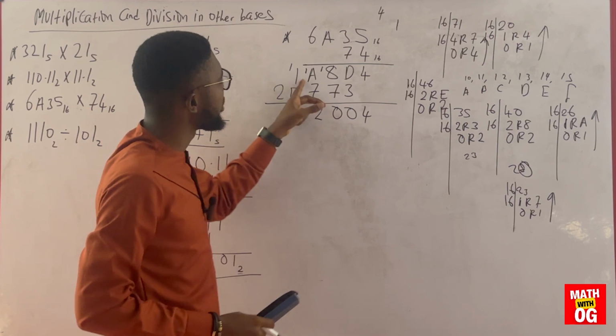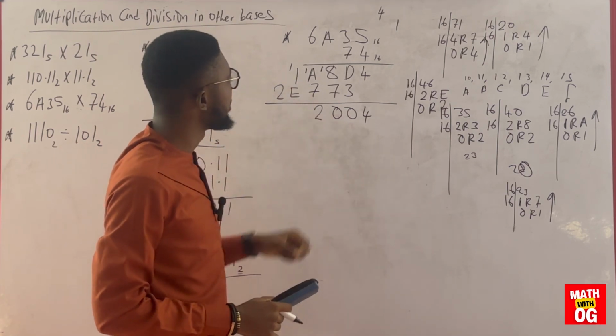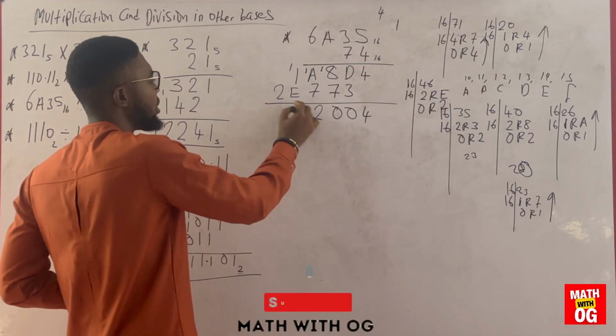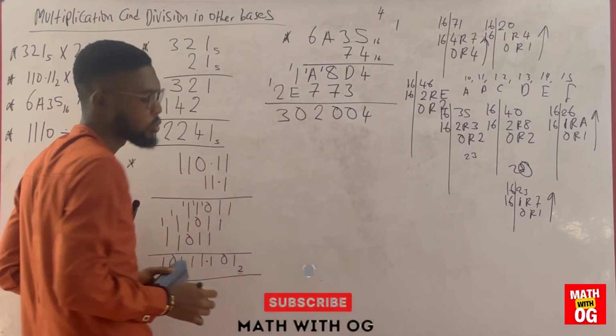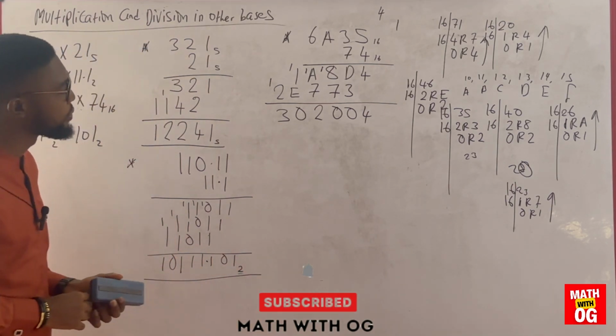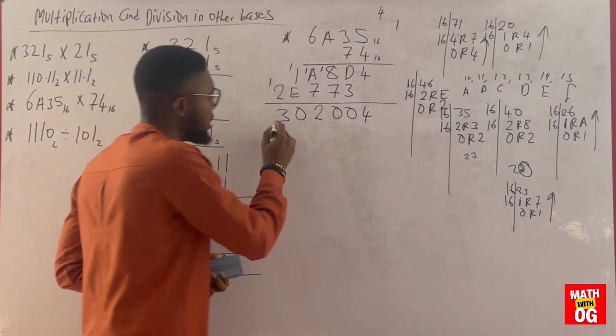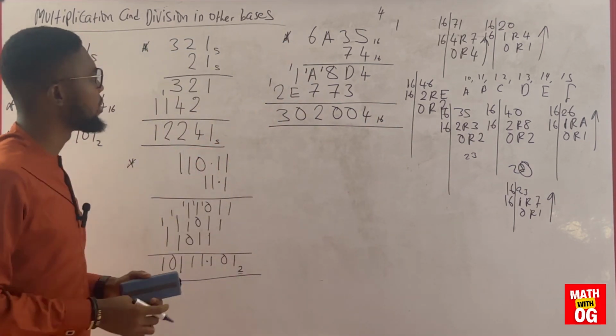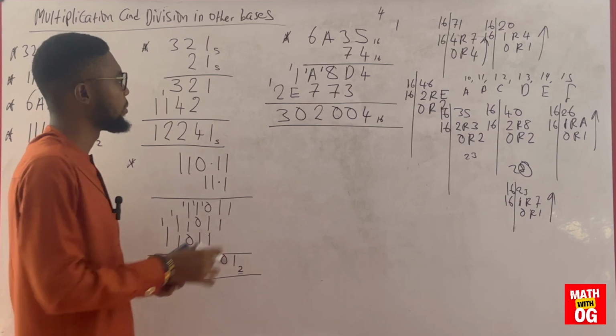So we have 1 plus 1 is 2. E is 14. 14 plus 2 is 16, which is 1, 0. Put down 0, carry 1. And 1 plus 2 is 3. So the answer is 302,004 in base 16. One has to be careful when solving a question like this.